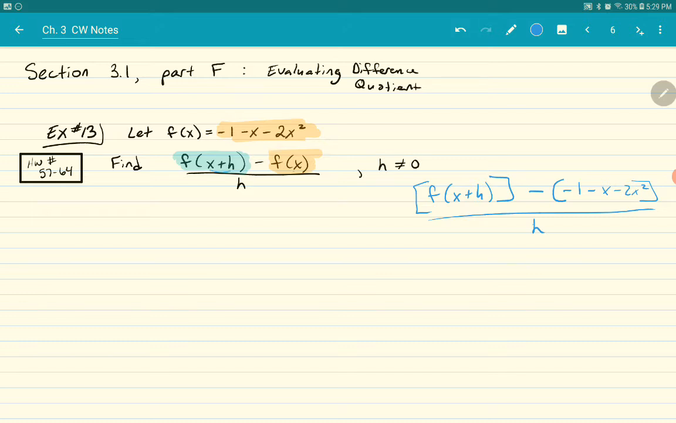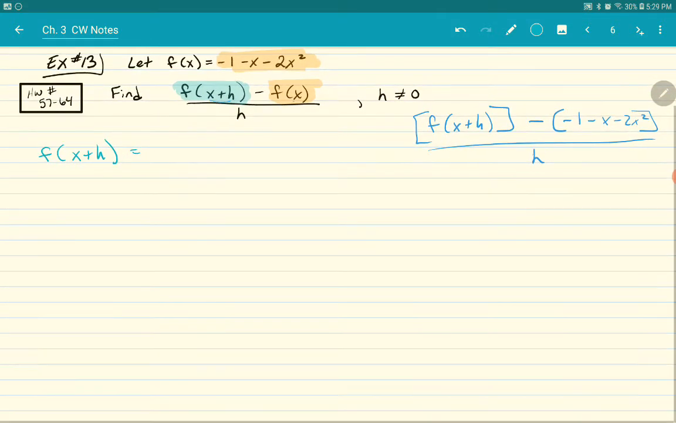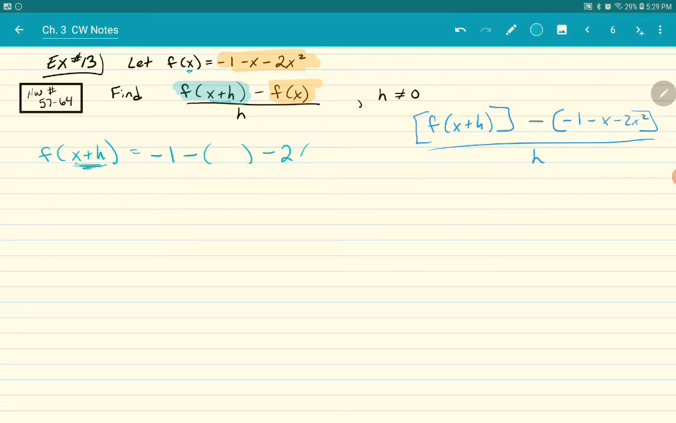So I'm going to take this piece by piece. I'm going to take the blue piece first. I'll use light blue to match that highlighter. So we're looking at f of x plus h. I'm going to rewrite f of x, except I'm going to leave the x's out as parentheses so I can replace them with an x plus h. So f of x is -1 minus x minus 2x squared. And instead of x, I'm going to write x plus h.